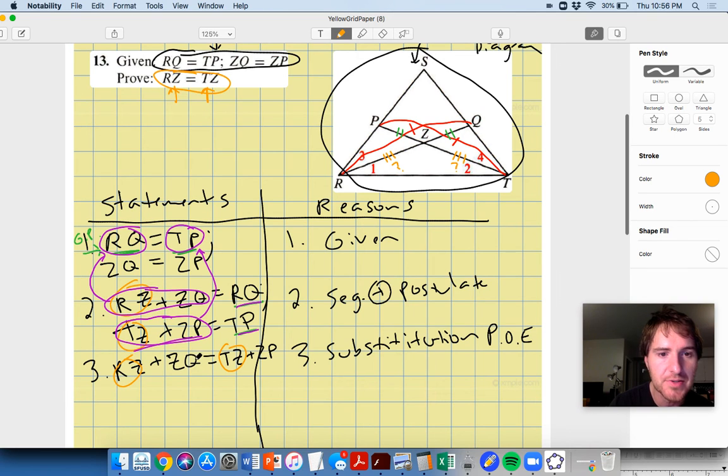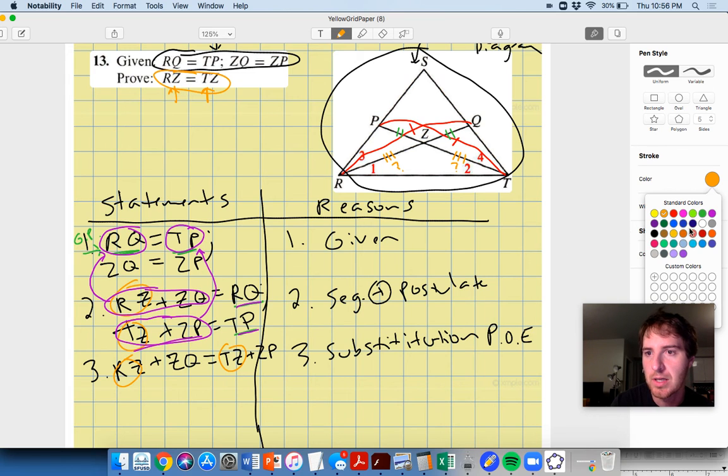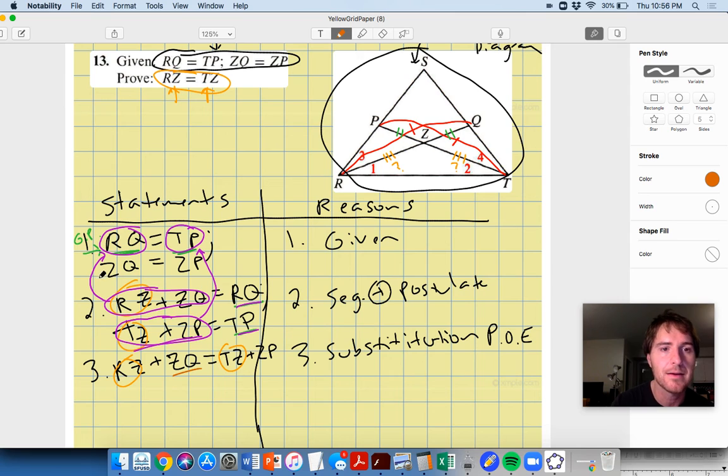Are they the same? Are ZQ and ZP the same exact thing? And if we just subtract them from both sides? Yeah, they are, totally. And I get excited. My voice cracks when I get super excited. I'm like, yeah, they are. Look, ZQ's here, ZP's right here.